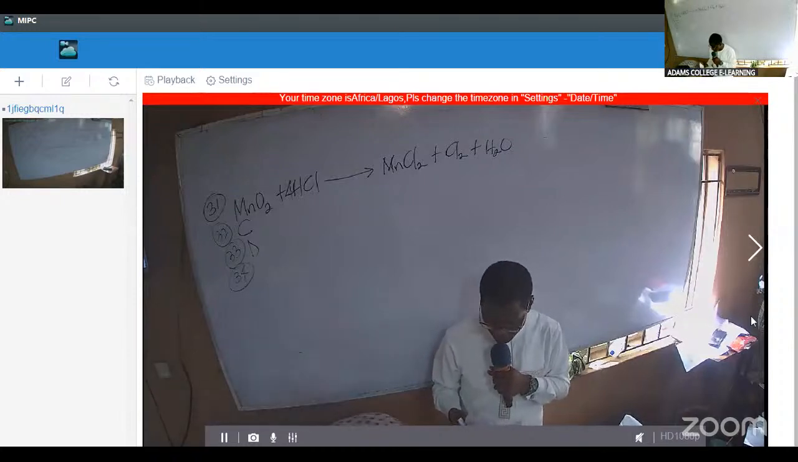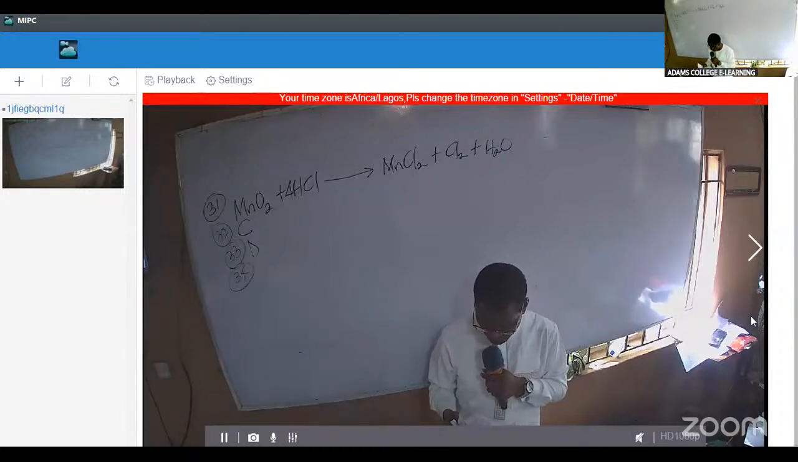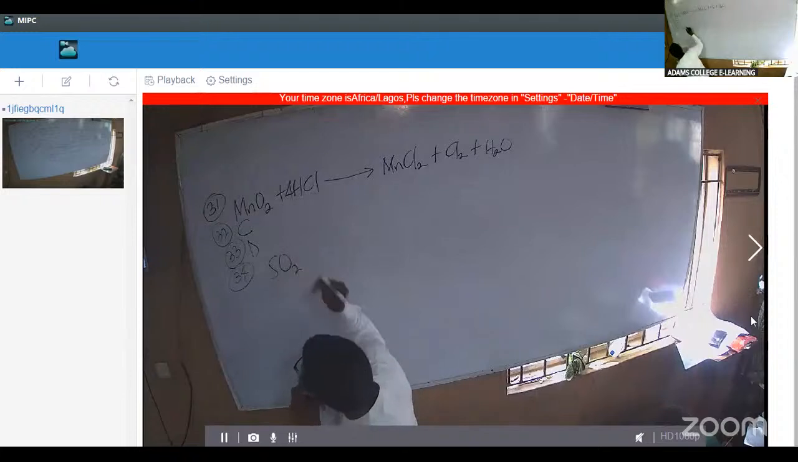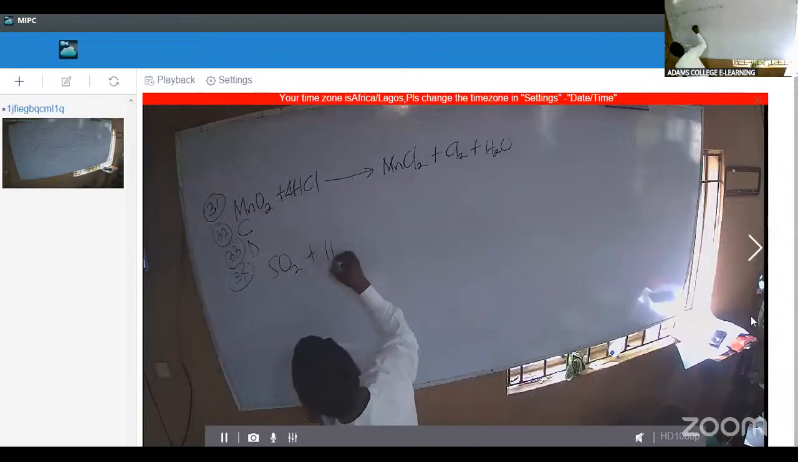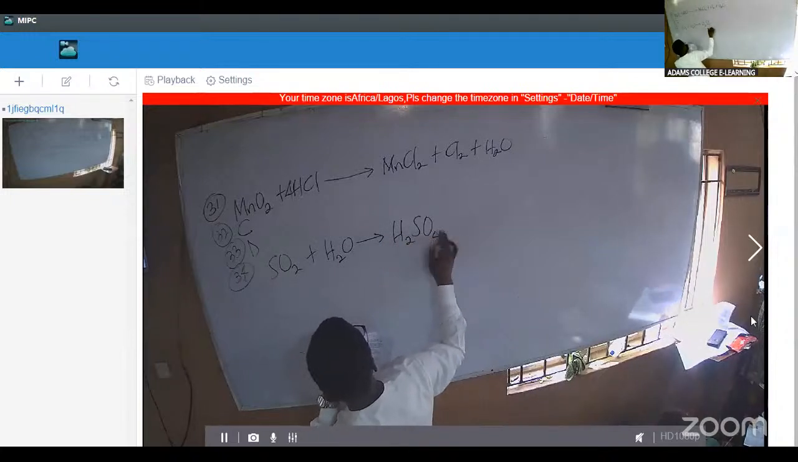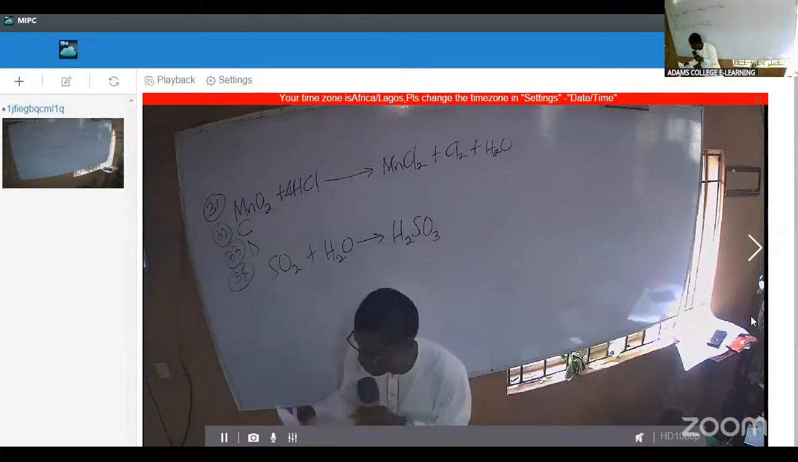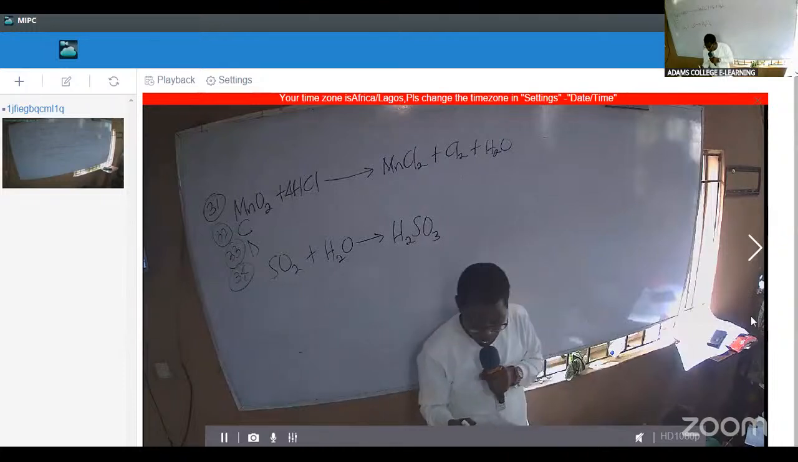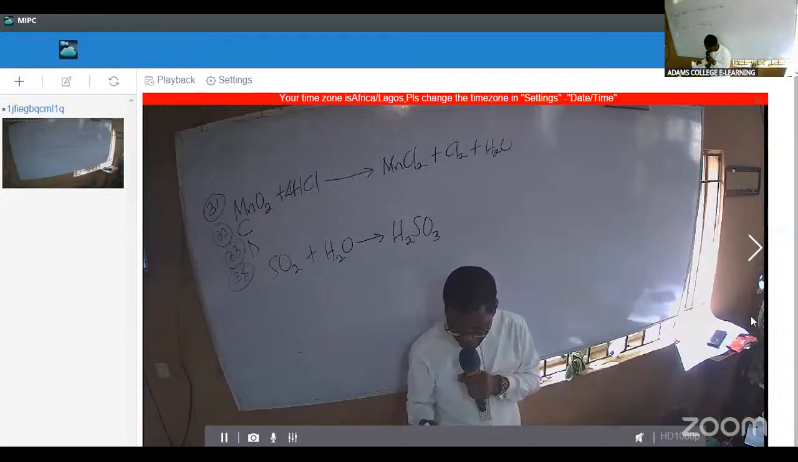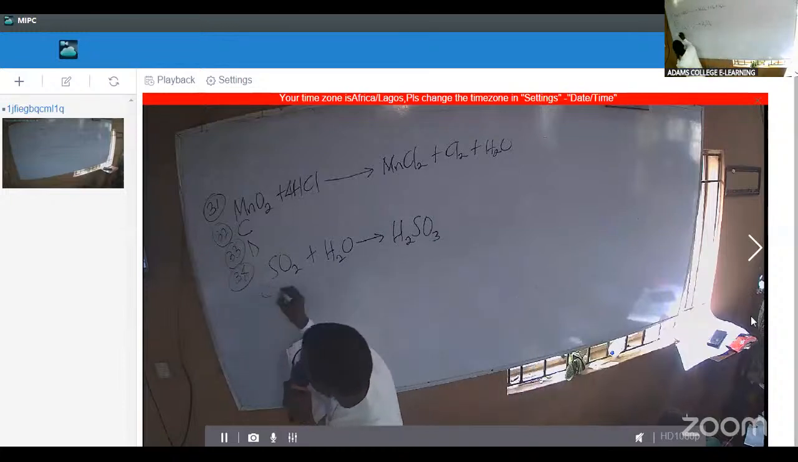Number 34. The following statement is true of sulfur(IV) oxide, SO2. This will dissolve in water to give what? H2SO3, trioxosulfate(IV), not sulfate(VI). It forms tetraoxosulfate(VI) acid, no. It's an odorless gas, no. It's an acid anhydride, yes. Answer is C, because it can produce acid when dissolved in water.